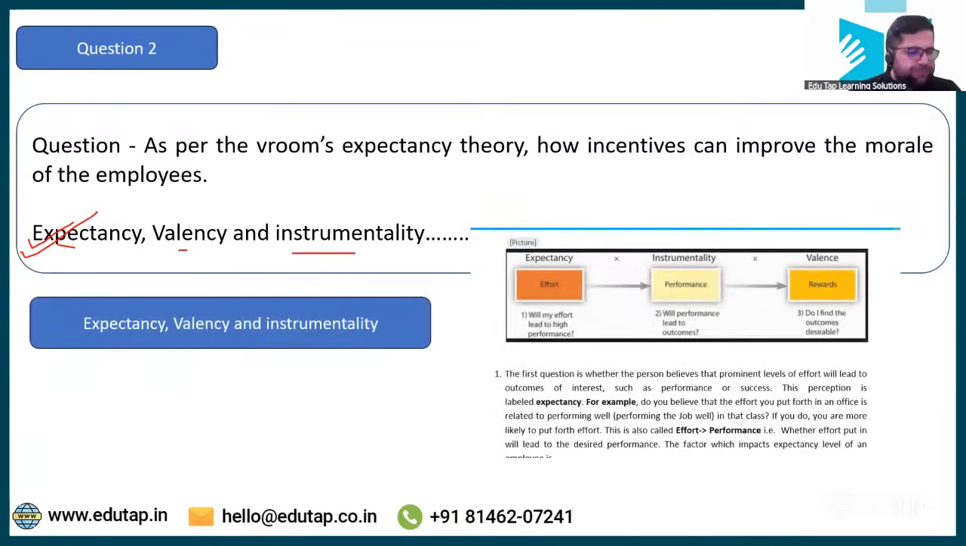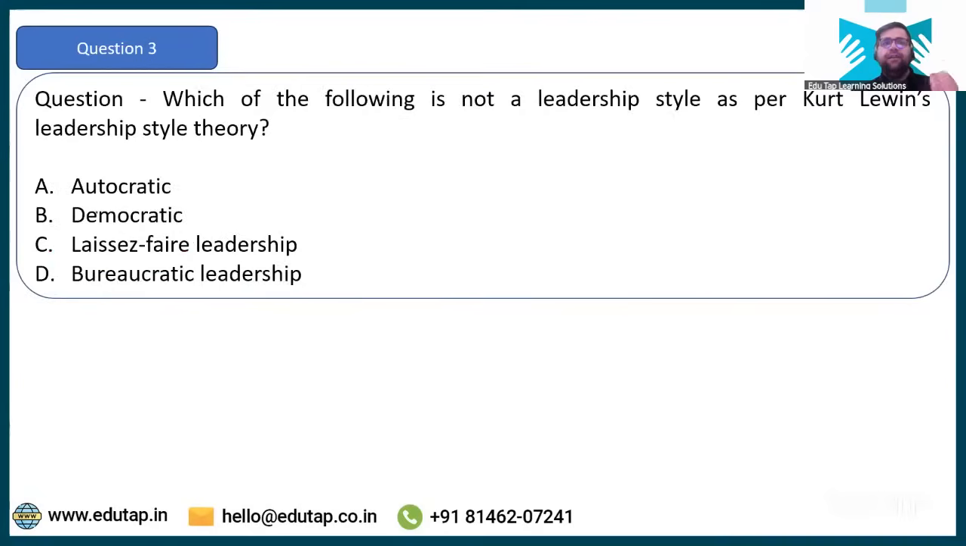This was also a very easy question for us to decode. The question was, which of the following is not a leadership style as per Kurt Lewin's leadership theory? Kurt Lewin, a world famous figure when it comes to leadership. He has given you autocratic leadership, democratic, laissez-faire. Some students were saying participative was also there in the options. Participative is a synonym of democratic leadership, but bureaucratic was not given by Kurt Lewin. Bureaucratic was given by Max Weber. Therefore, the correct answer of this question will be option number D.